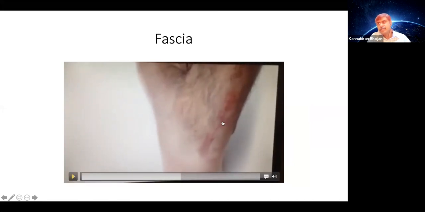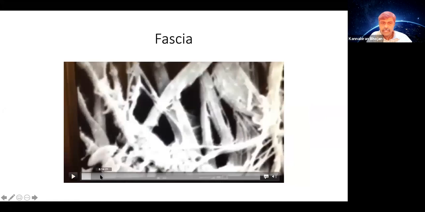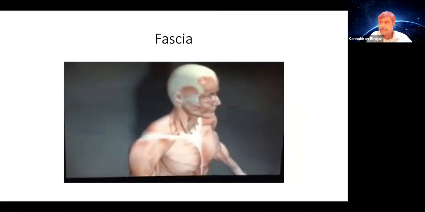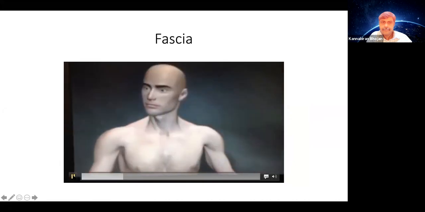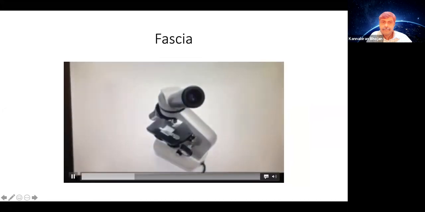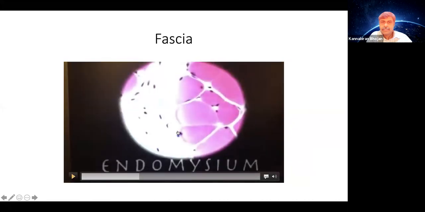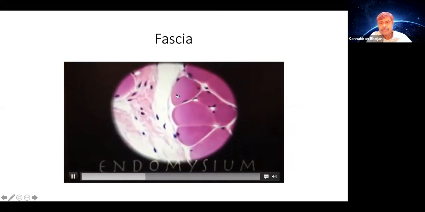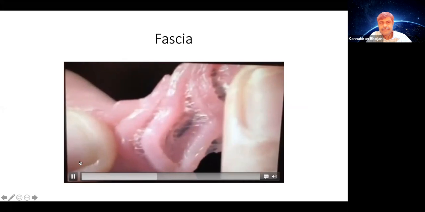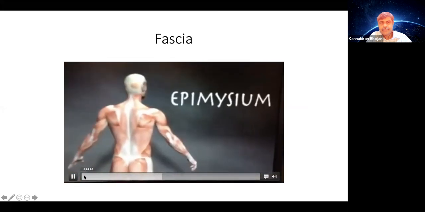So you can see, this was a brief video on fascia. You saw how the fascia is actually looking, and then the arrangement. You can see that's how it is organized. Basically, the slide itself is explanatory. You can see here endomysium. Then you have the perimysium. So finally, you have the epimysium.